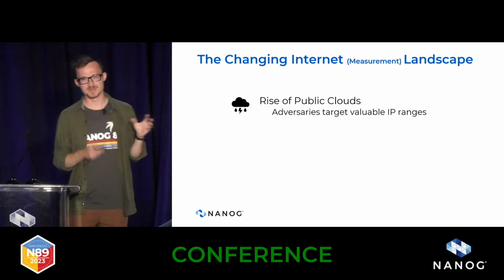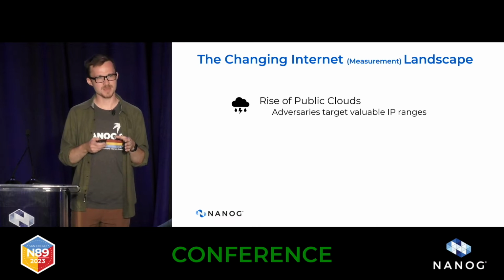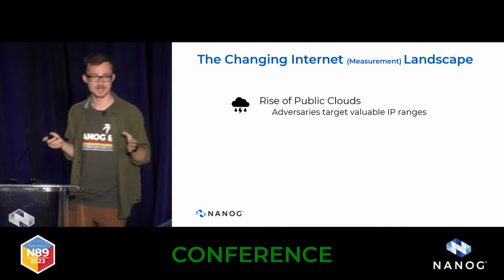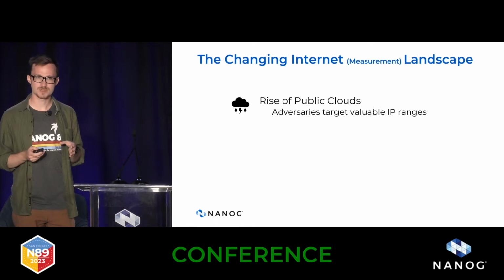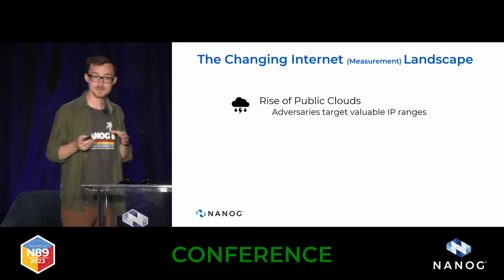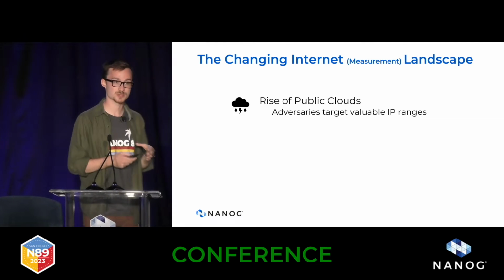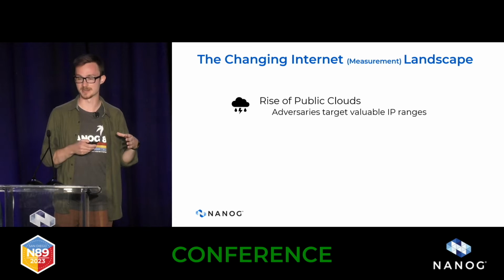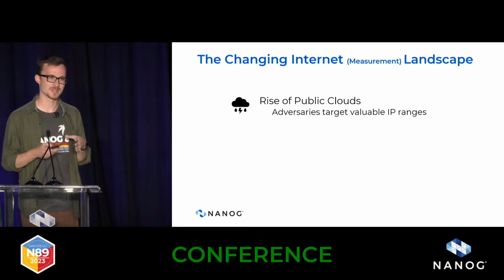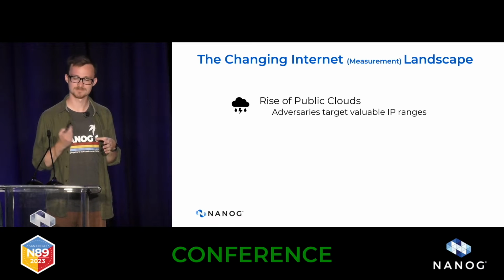At the same time, the internet deployment and measurement landscape has shifted dramatically in the last 20 years. Public cloud providers, CDNs, and software as a service mean that increasingly many organizations deploy their infrastructure in one of these large providers. Effectively, the service space has been consolidated. And so adversaries can target these valuable IP address ranges.